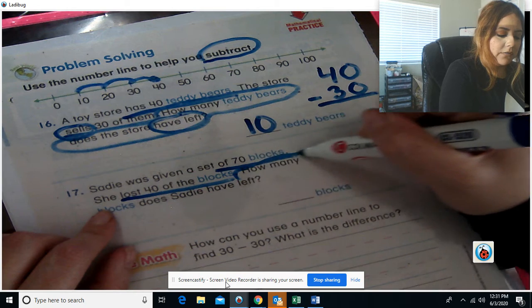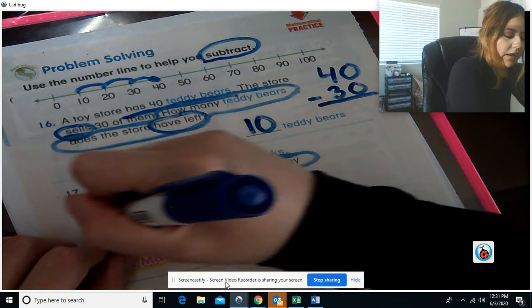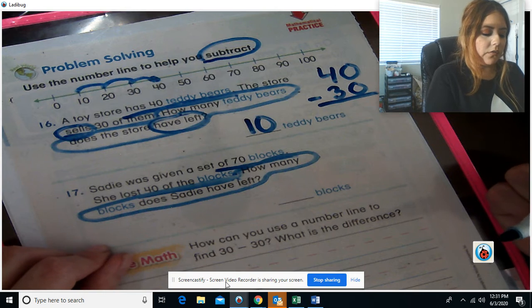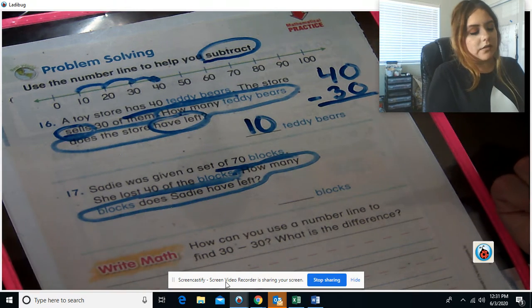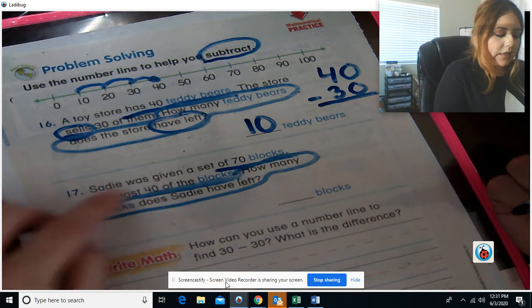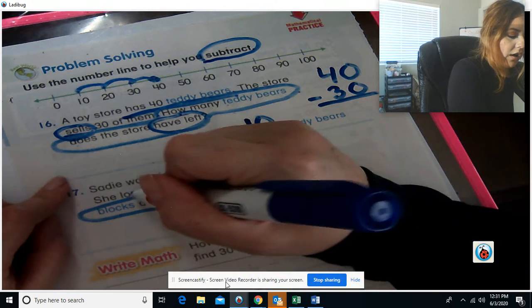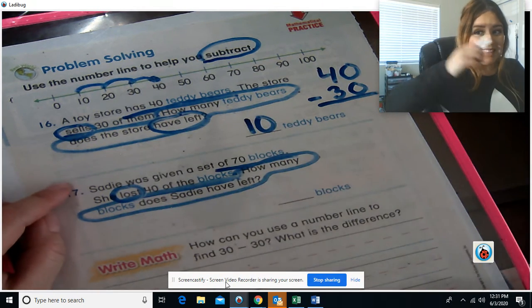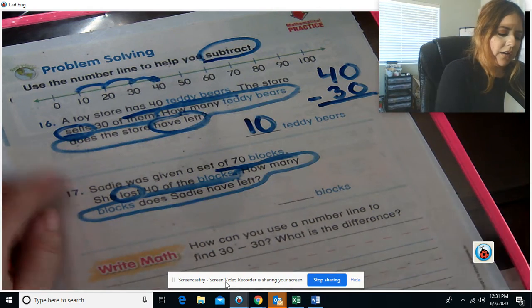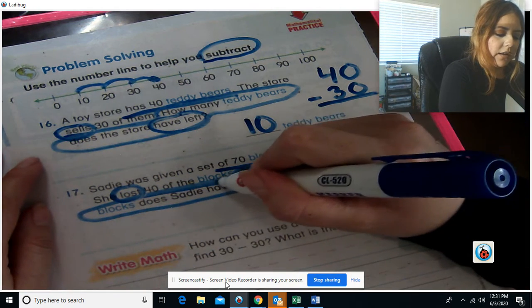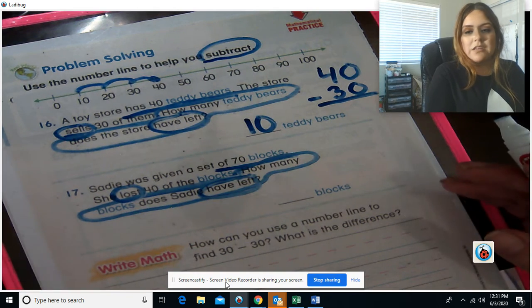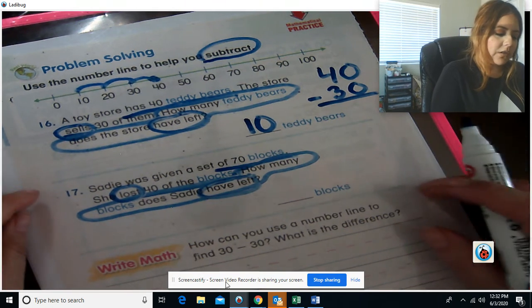Let's circle what we need to find. How many blocks does Sadie have left? So first I'm going to look for clues. Do I need to add or do I need to subtract? Sadie had 70 blocks, but she lost 40. Lost tells me that we need to take away. And also we have those words here again. Have left. And remember, have left usually tells me that this is going to be subtraction.